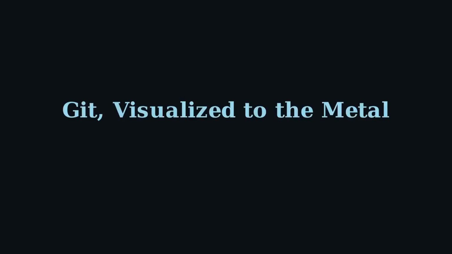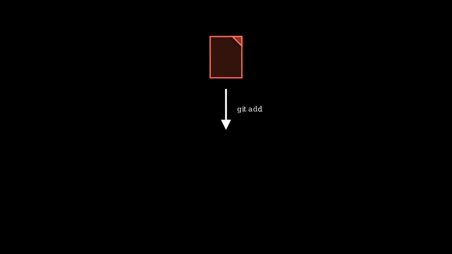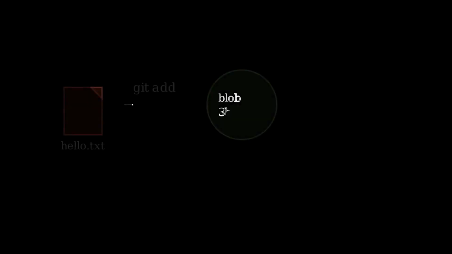Every Git tutorial shows commands. This one shows the data structures Git mutates on disk. Episode 3. Previously, we saw blobs, the objects Git uses to store file content. The SHA-1 work from before will help this land harder. But we ended on a problem.